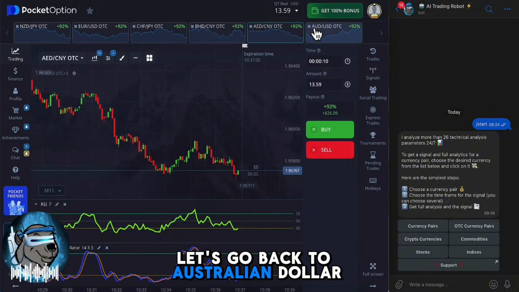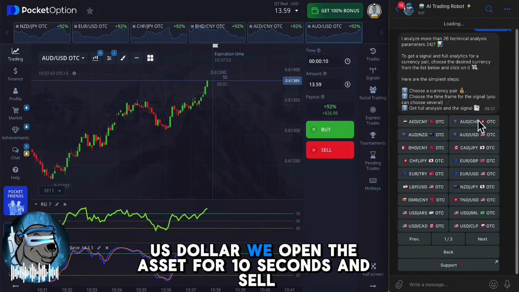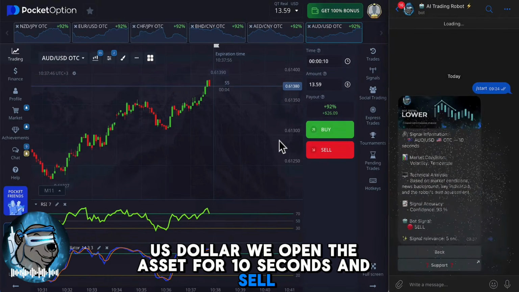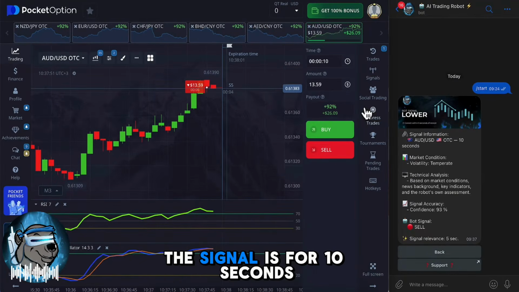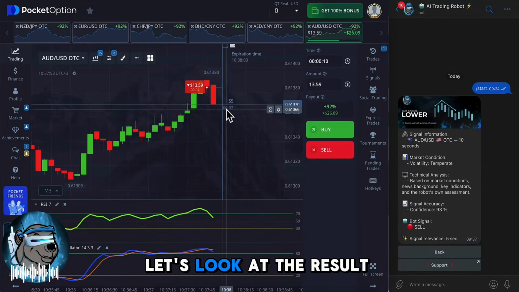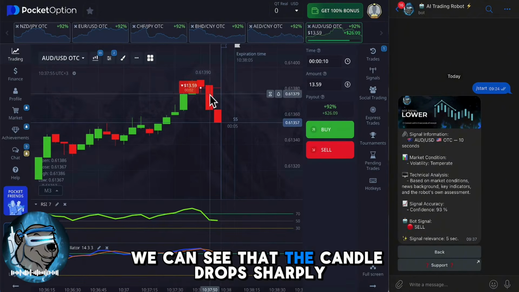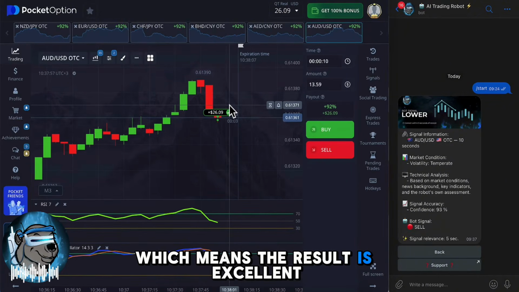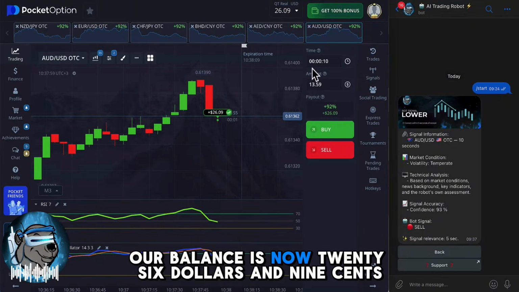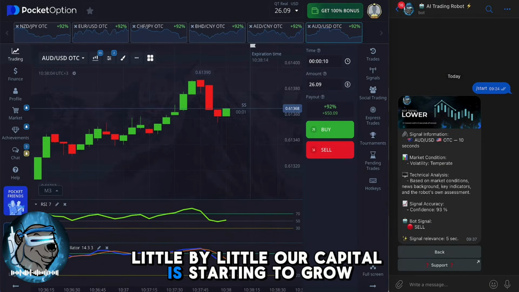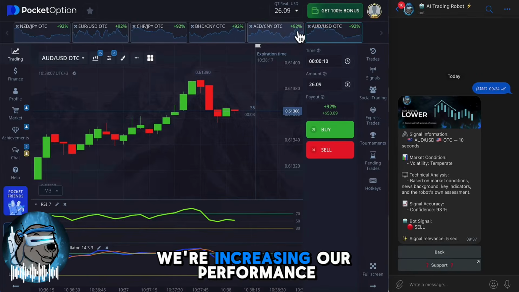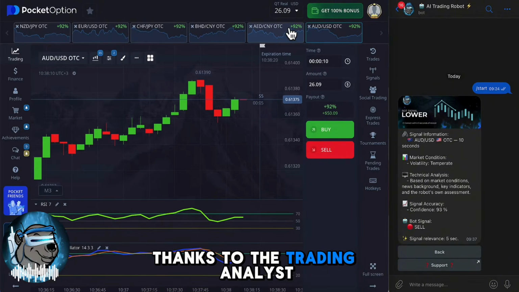Let's go back to Australian dollar, US dollar. We open the asset for 10 seconds and sell. That's it, I opened a sell trade after receiving the signal for 10 seconds. Let's look at the result. We can see that the candle dropped sharply, which means the result is excellent. Our balance is now $26.09. Little by little our capital is starting to grow. We're increasing our performance thanks to the trading analyst.